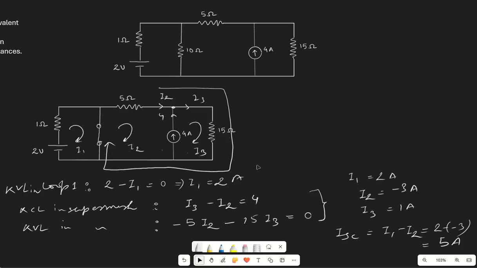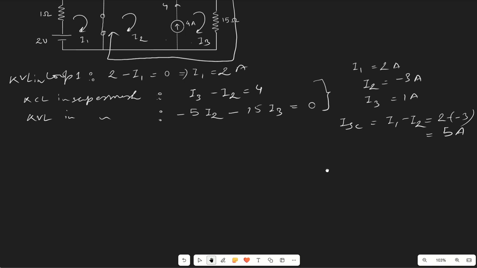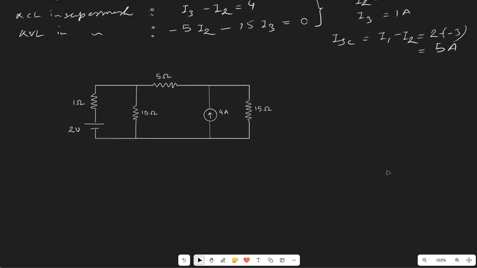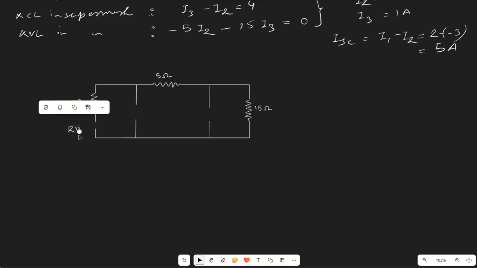Now let us determine the value of Rn. For determining the value of Rn, we will again consider the circuit and determine the equivalent resistance. So now what we have to do? We have to determine the equivalent resistance across this terminal and remove the independent sources. We have two independent sources. This is a voltage source, so it will be replaced by a short circuit. This is a current source, so it will be replaced by an open circuit. And here we have to determine Rn.